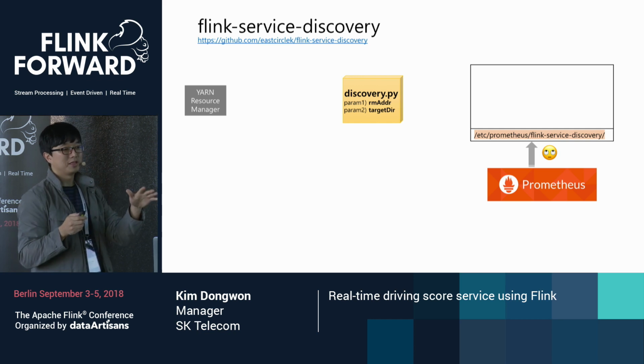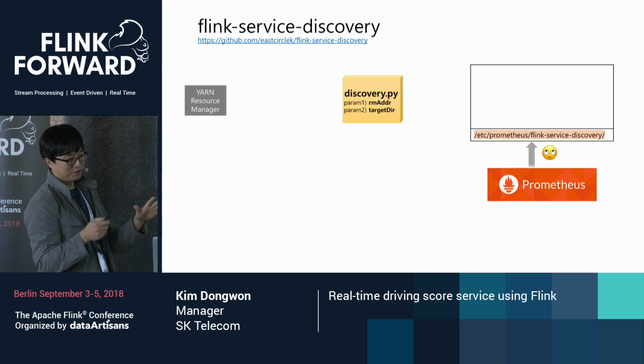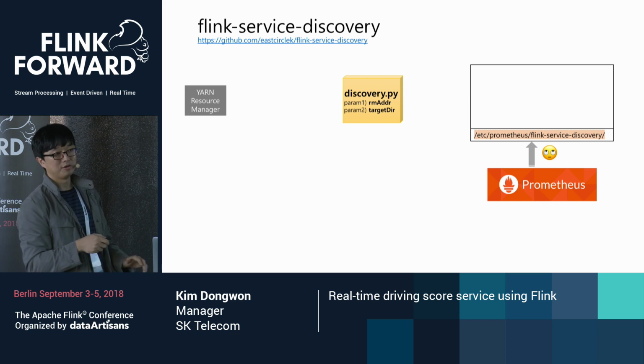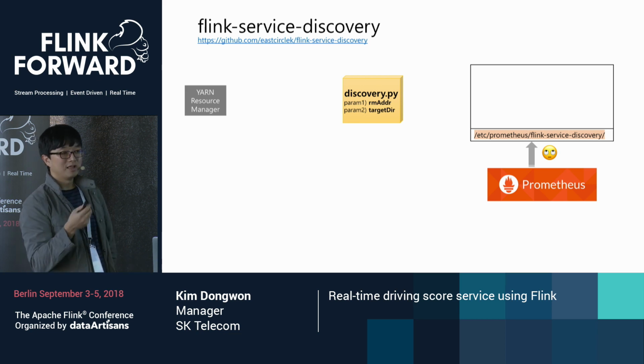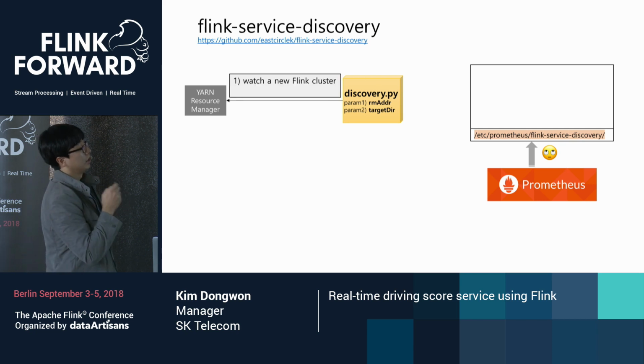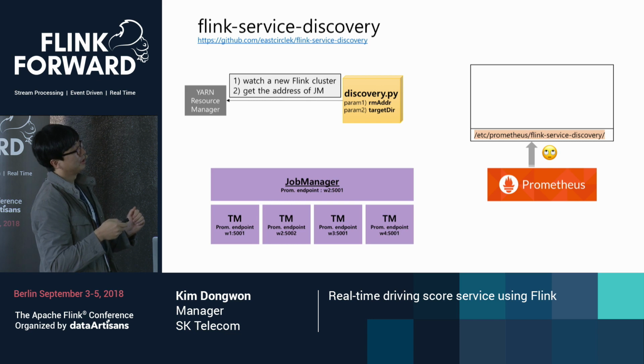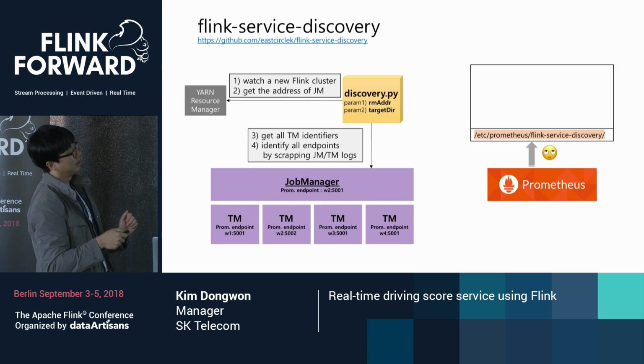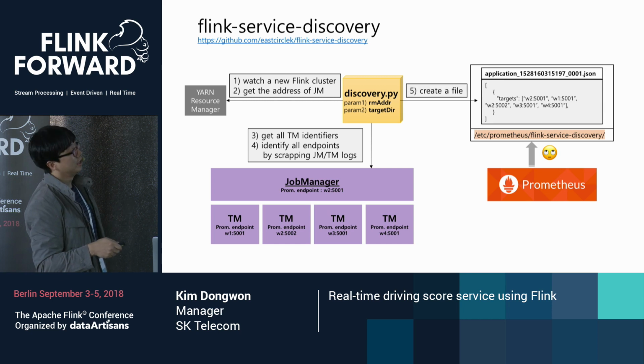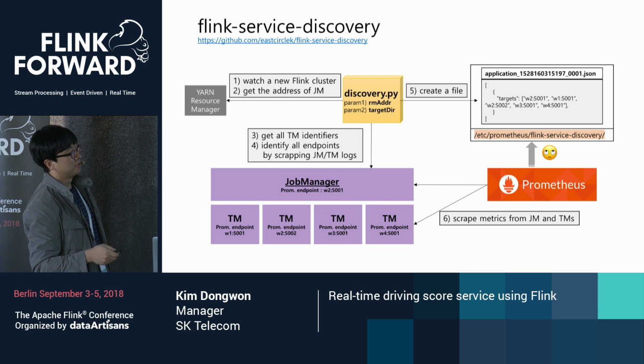However, the procedure is somewhat manual, so I'm trying to automate this process by making a script, and you can see the script in my GitHub repository. If you are using YARN for deploying your Flink cluster, and you are using Prometheus for your instrumentation, I think this script will help you a lot. Because I'm running out of time, in short, it just watches YARN for your cluster, and it scrapes the job manager and task manager logs instead of you automatically, and it creates a file, and then Prometheus can see this new cluster.